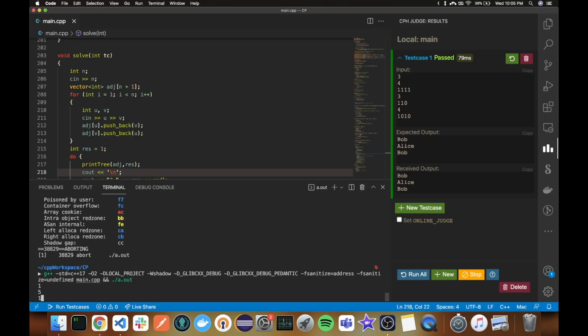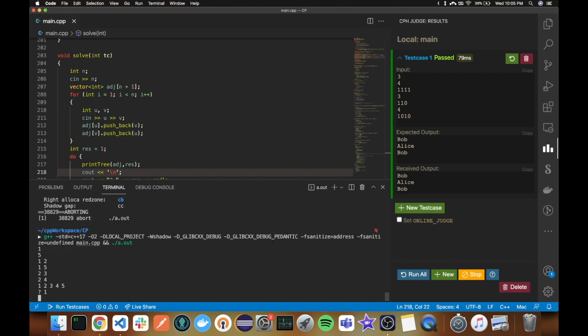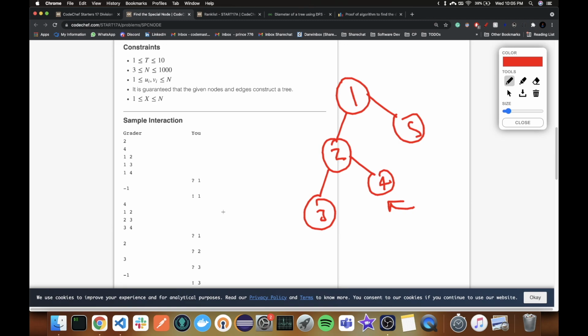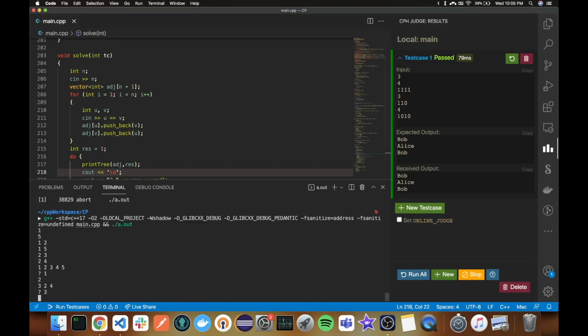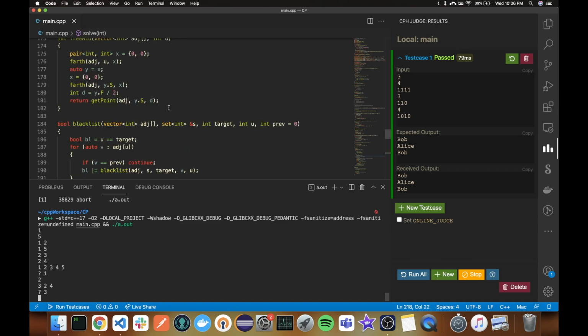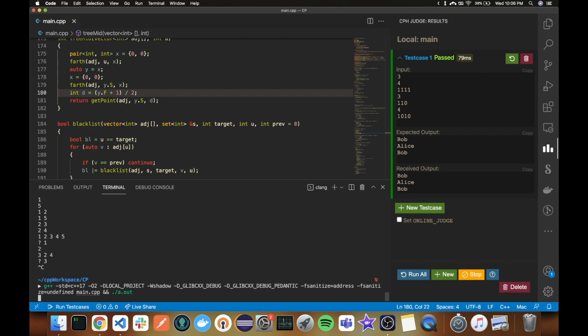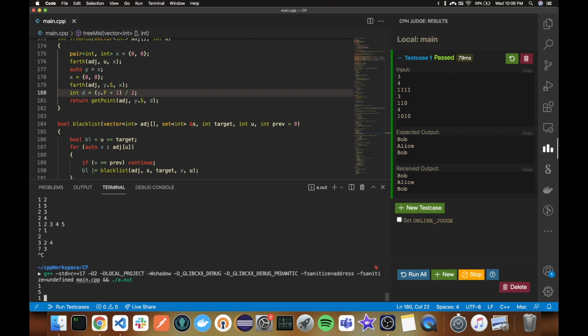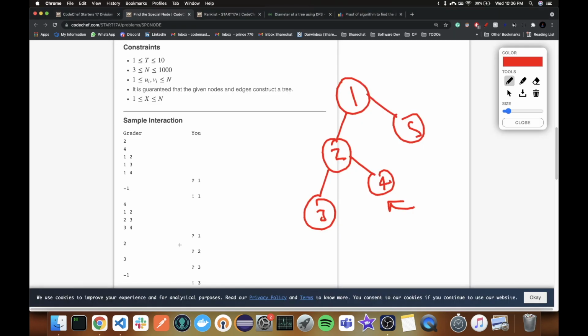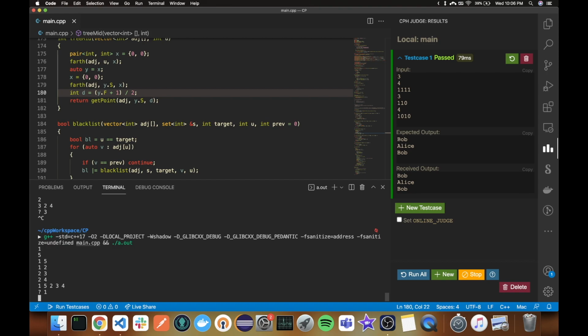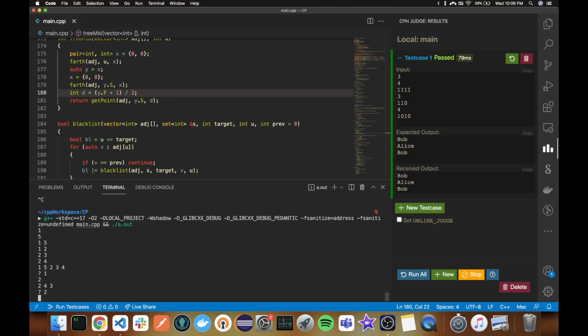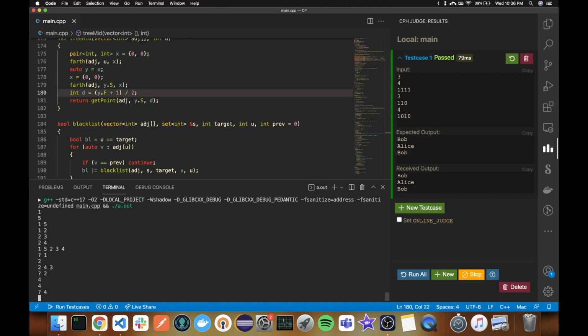1 2, 1 5, 1 2, 1 5, 2 3, 2 4. So 1, 2, 3, 4, 5. Okay. Now for 1 I said 2. Now I'm in 3 to 4. Oh, okay. This is the level, right? 1 to 5, 1 to 2, 2 to 3, 2 to 4. I say 1, I go to 2. I have 2, 4, 3. I say 2, I go to 4. I say 4, negative 1.